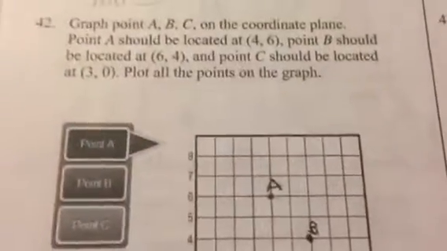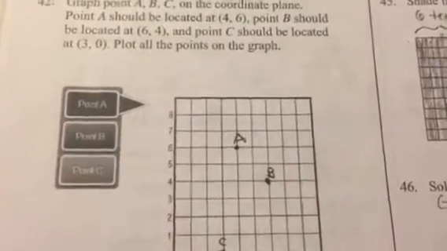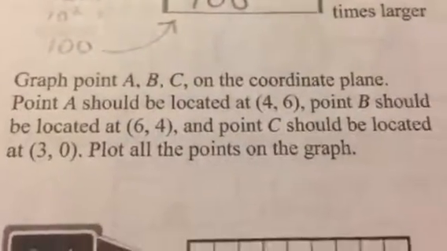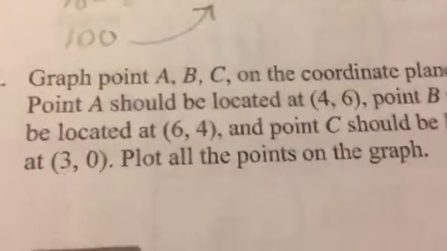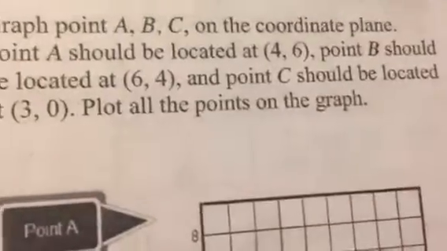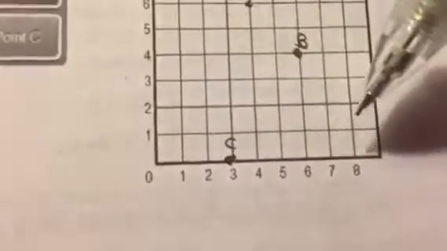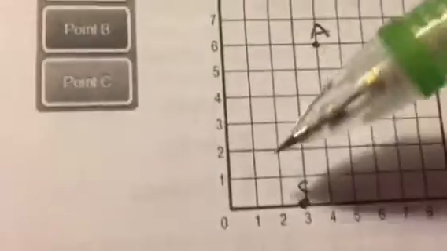Now let's move on and look at number 42. Number 42 is exceptionally easy, so I'm not going to spend too much time on it. Just to remind you to make sure that when you are plotting the points that are specified in the word problem, that you label them with your letters A, B, and C. And also just a quick reminder, the first number in your ordered pair is telling you how many times to go across. And then your second number is your y-coordinate, which is telling you how many times to go up on your y-axis. So remember, run first and then jump.